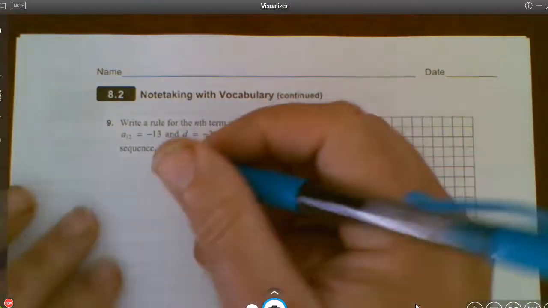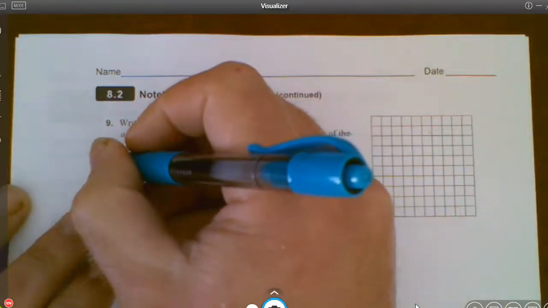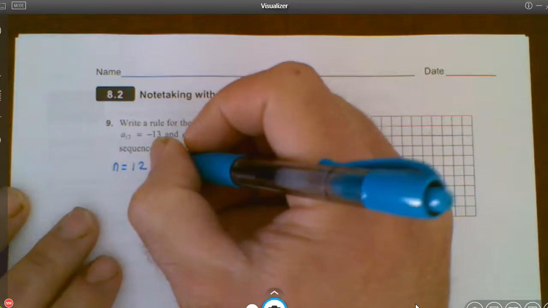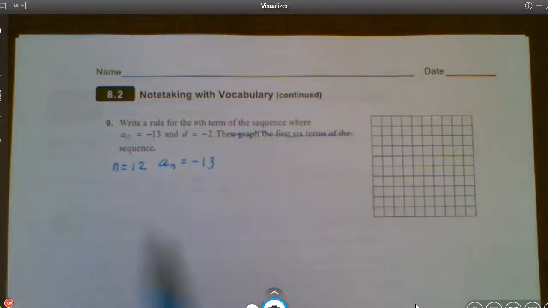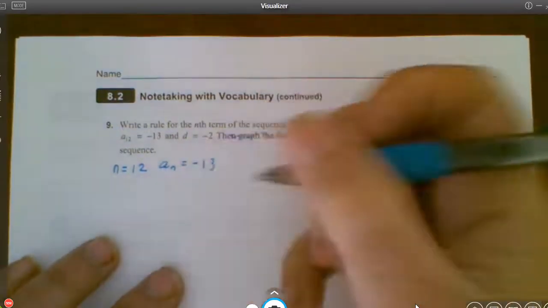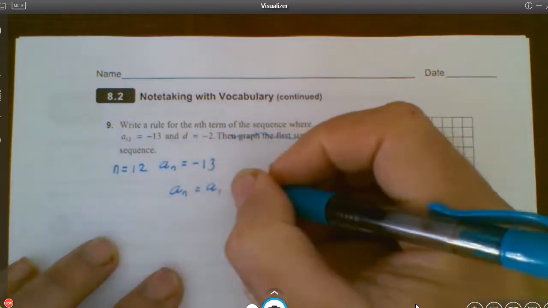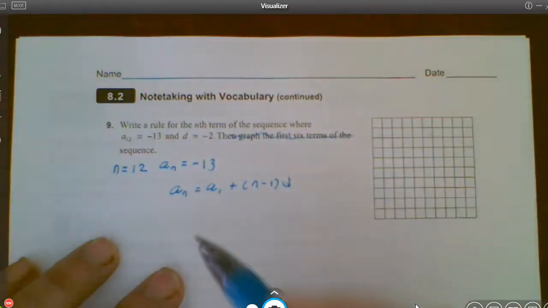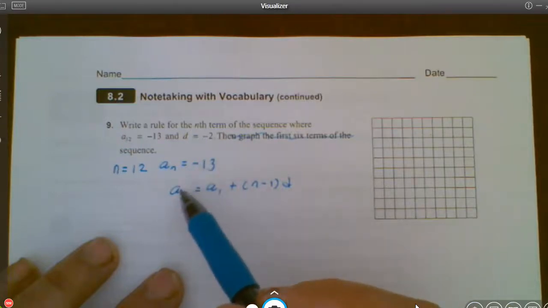So this is what I was talking about before. They're telling me that the 12th term is negative 13. So in other words, when n is 12, the value is negative 13. It's really important that you understand what those go in for within our formula. This is my formula, same one. They're telling me that n is 12, that's the term number that goes in right here. And the value is negative 13.